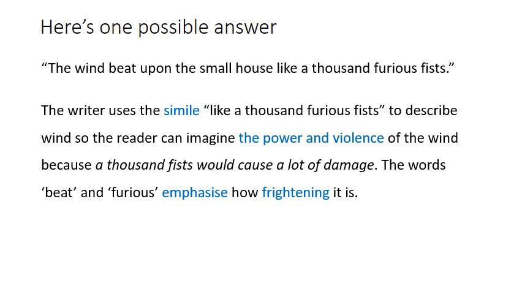It's frightening. It's terrible. So, if you came up with some kind of answer like that, where you've mentioned that it's a simile, you're mentioning that 1,000 furious fists is trying to say that the wind was strong, powerful, something like that, you're going in the right direction. And to make sure you get the last few points, if there's any other adjectives or adverbs in the sentence which emphasize something, mention those. Beat and furious, a verb and adjective here, emphasize how frightening this is.